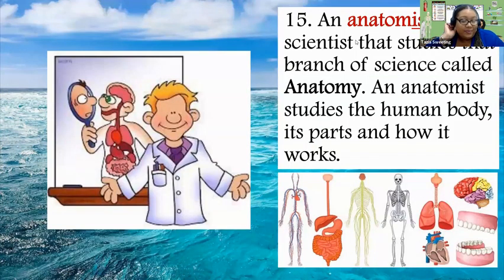Then we have number 15, the anatomist, which is a scientist that studies the branch of science called anatomy. And in anatomy, these scientists will study the human body, its parts, and how all of these parts work to carry out various processes in the human body.